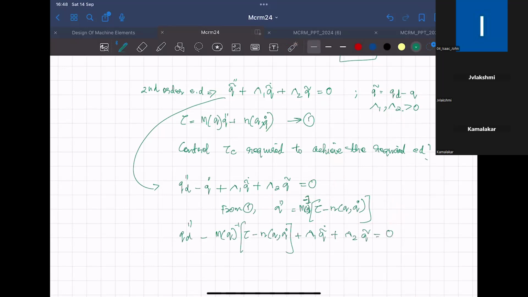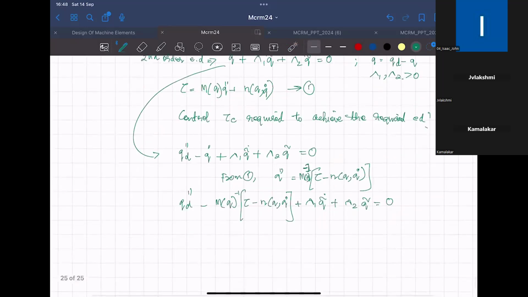This will be 0. So if I take this term, M of q inverse tau, to the other side of this equation, you will get q desired double dot plus M of q inverse n of q, q dot plus lambda 1 q tilde dot plus lambda 2 q tilde. This will be M of q inverse tau.